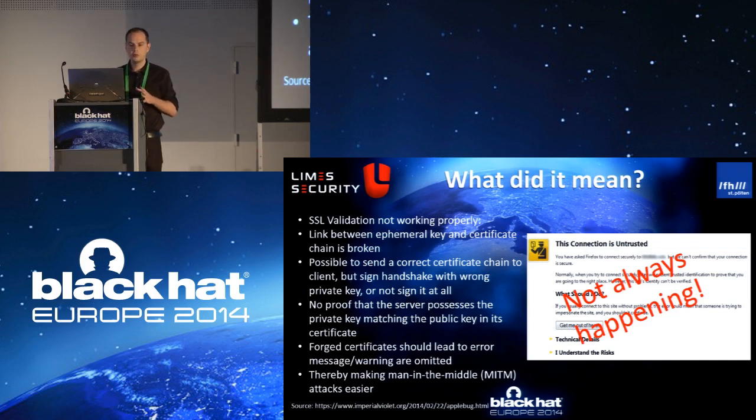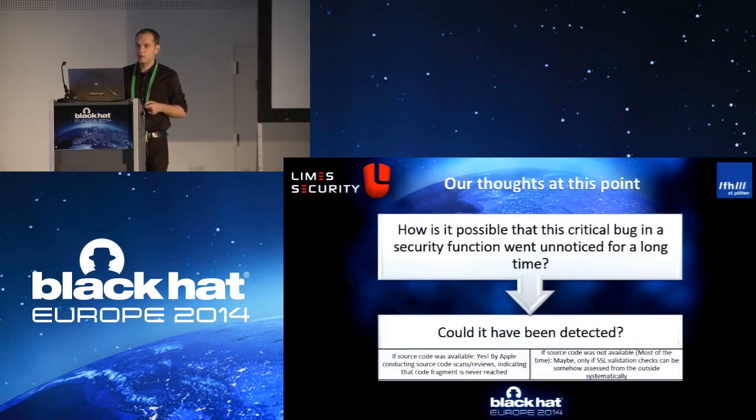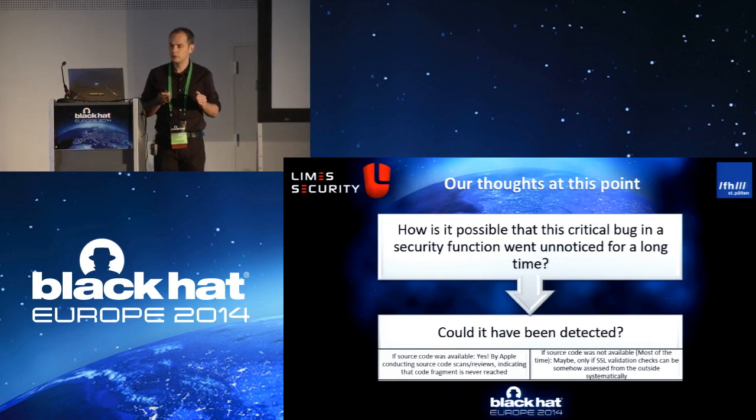It might have been possible to send a correct certificate chain to the client, but sign it with the wrong private key or not at all. Maybe also there would have been no proof that the server actually possesses the private key matching the public key in its certificate. But pretty straightforward. Users wouldn't have received any of those typical warning messages when there's forged certificates around, thereby making man-in-the-middle attacks probably easier. So we're really thinking, how is it possible that a critical security bug in a security function went unnoticed for quite a long time?